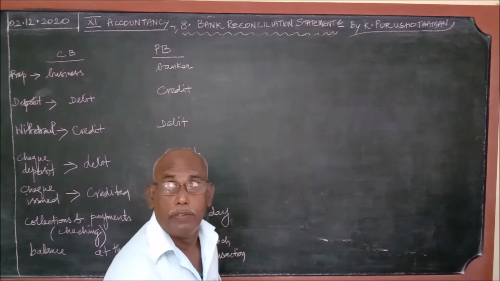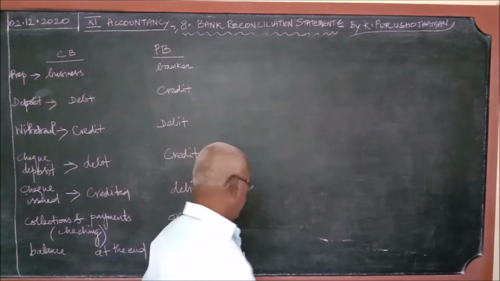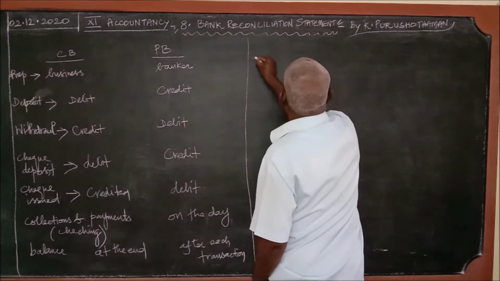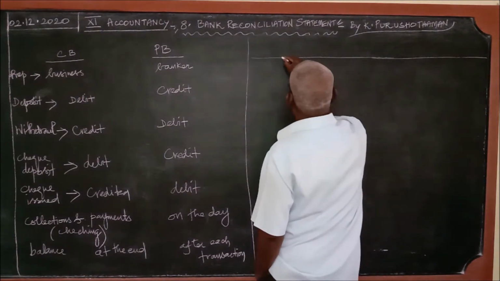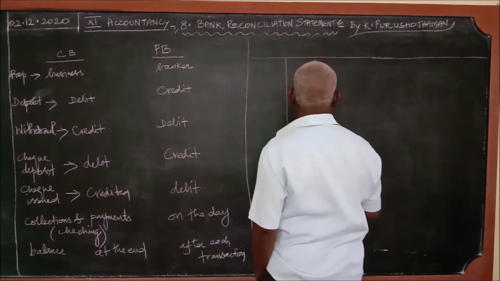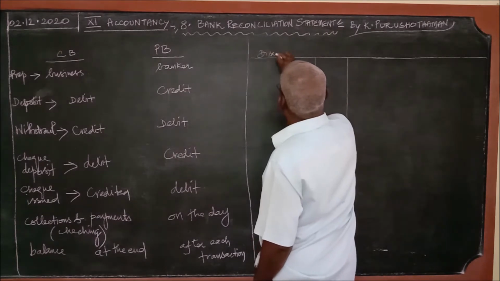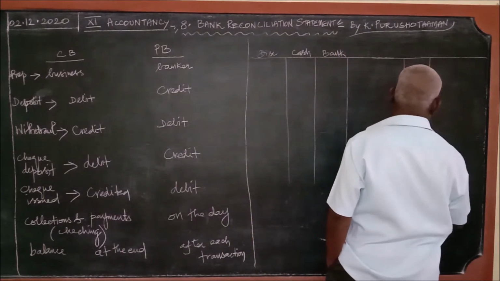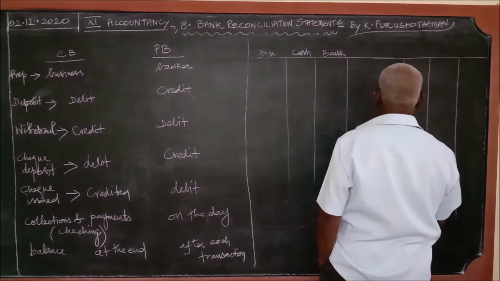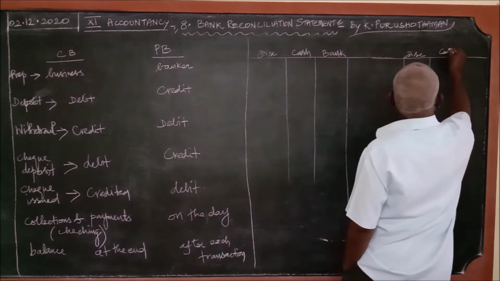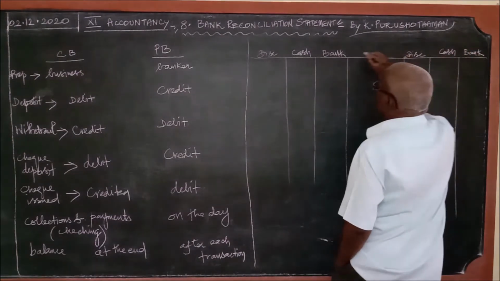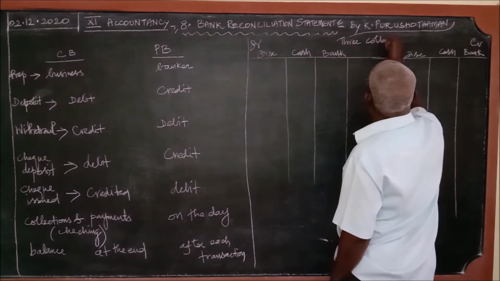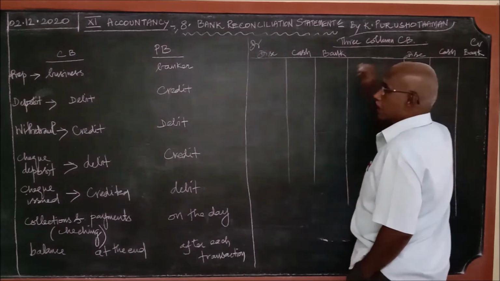To explain these points of differences, I should remind you of the 3-column cash book. In the 3-column cash book, there are 3 columns: one for discount, another for cash, and the third for bank. These are on the debit side, and the same three, discount, cash and bank, are on the credit side.